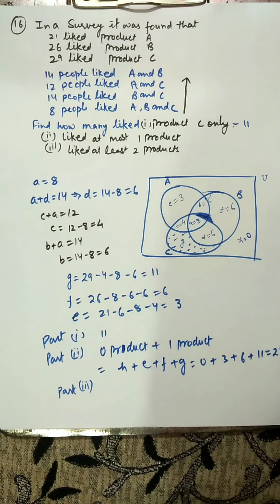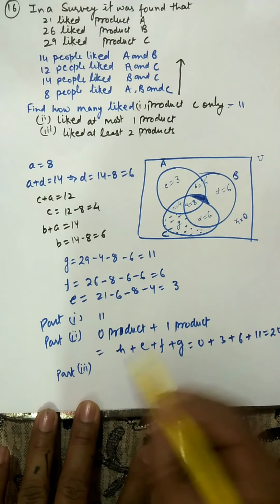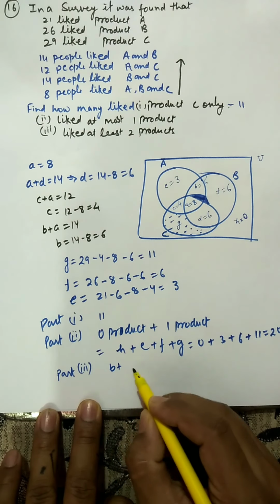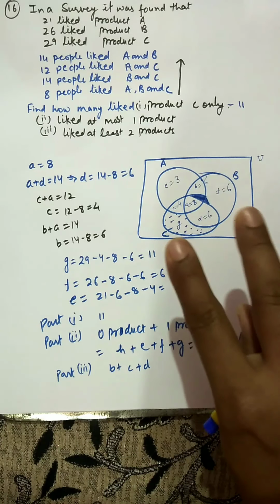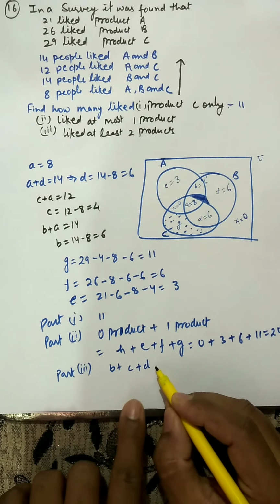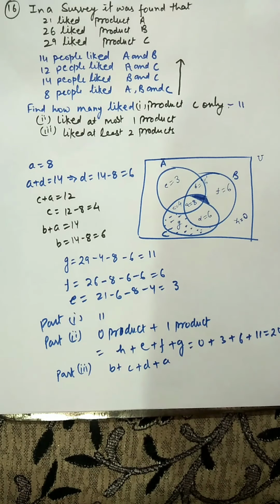Now part three. They are asking liked at least two products. At least means kam se kam do. But here how many are the maximum possibilities? 3. Maximum 3, but minimum should be 2. So 2 means B plus C plus D. At least 2 and 3 also. So it means minimum 2 and maximum can be 3. So 3 means people who like all 3 products.